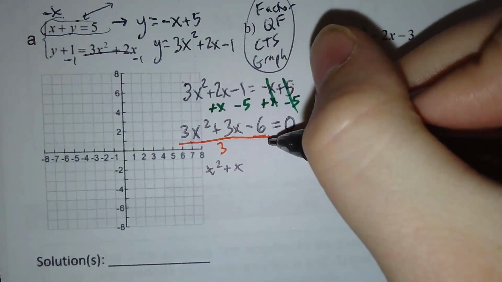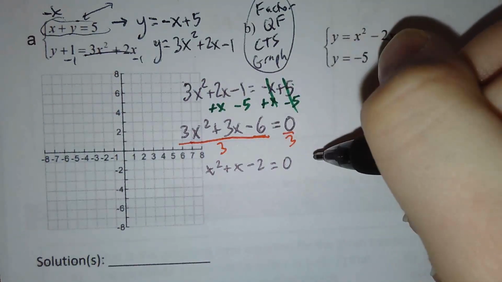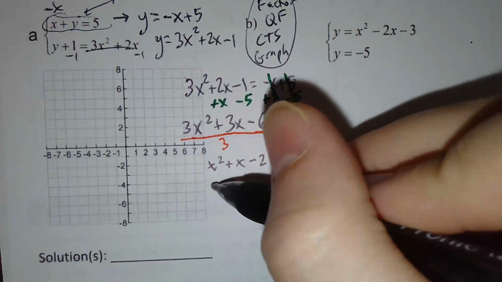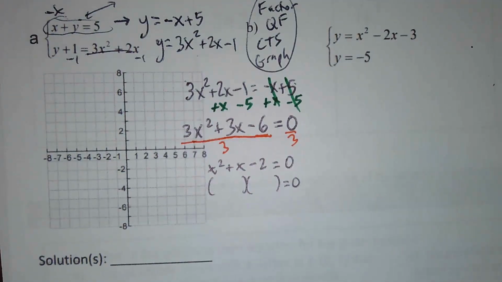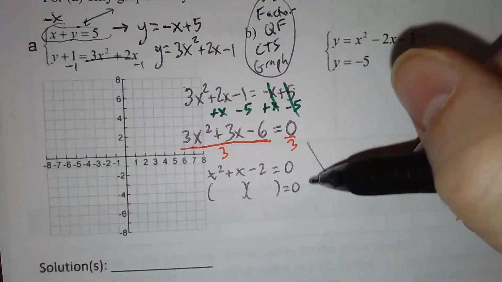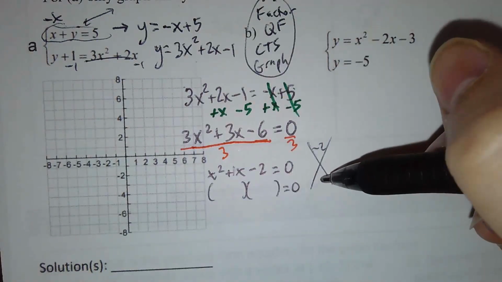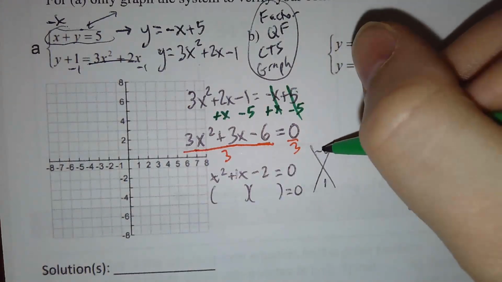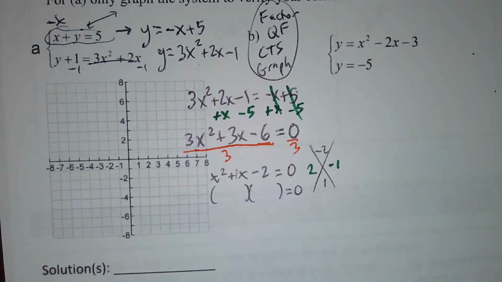That gives us x squared plus x minus 2 equals 0. Since we do 0 divided by 3, it's still equal to 0. Now, if I factor this, I will get my two solutions for x. So I'm going to find out what multiplies to negative 2 and adds to 1. The two numbers that multiply to negative 2 and add to 1 are 2 and negative 1.